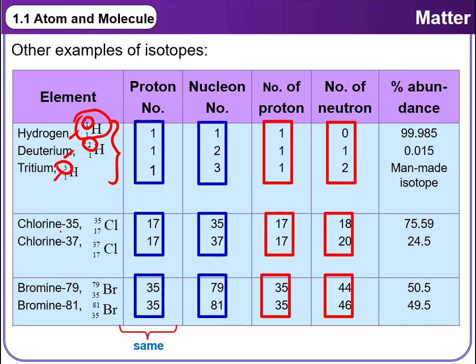How about chlorine? How many isotopes do we have? Chlorine 35 and chlorine 37. So, two chlorine isotopes. The same goes for bromine. Also two isotopes of bromine, bromine 79 and also bromine 81. So, they have the same number of proton but different number of neutron. Atoms of the same element, bromine, still with the same number of proton but different nucleon number.